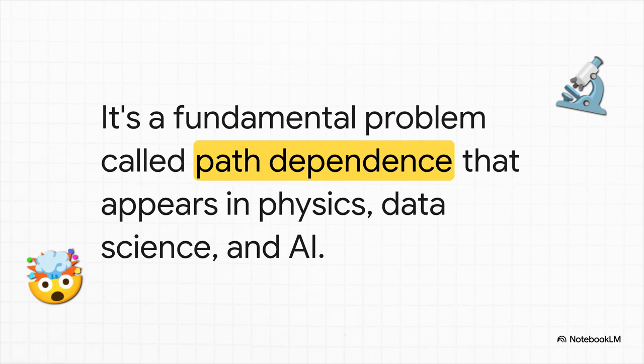Well, it turns out that feeling isn't just a feeling. It has a name. It's called path dependence, and it is a deep, fundamental issue that scientists and data engineers are constantly wrestling with in everything from quantum physics to building more reliable AI.